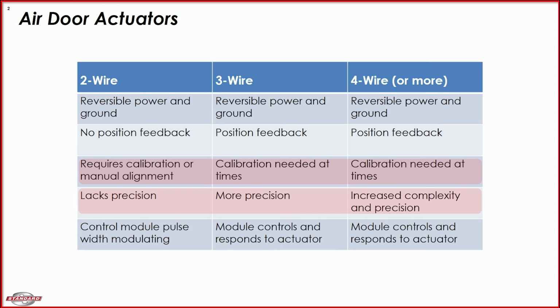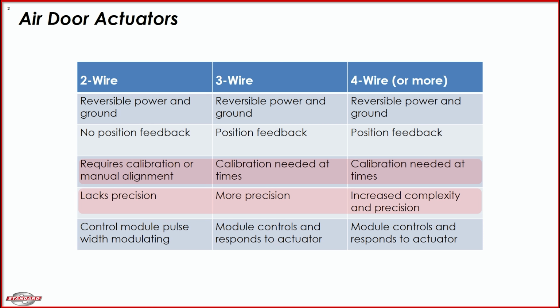Here we see that not all air door actuators are created equal. There are simple 2-wire actuators that are ideal for simple open and close applications. There are 3-wire actuators that add a position feedback to the control module that increases the precision with which the actuator operates. And then there are 4 and 5-wire actuators that provide even more precise motor control. Later on in the presentation, we'll go over these actuator designs a little bit more, along with what to look for during calibration. With that said, I do want to point out a couple of additional things in this slide.